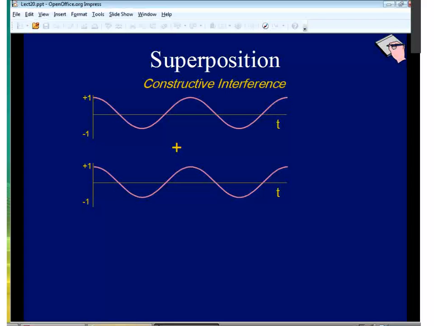Look at these two waves. They both seem to be having similar type of behavior. When this is max, so is this. When this is zero, this is zero. So we say that they are in phase.